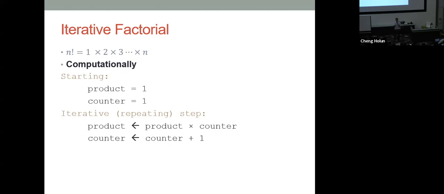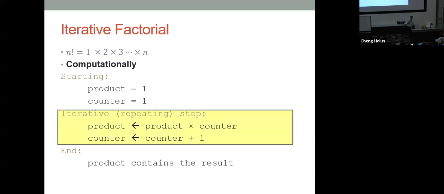For example, the product at that time is already 6. 6 times 4 becomes 24, and I replace the product to be 24 for the next 5 to use. And next, I just need to increase my counter, and that's it. After you repeat with the counters, the final product will be your factorial.